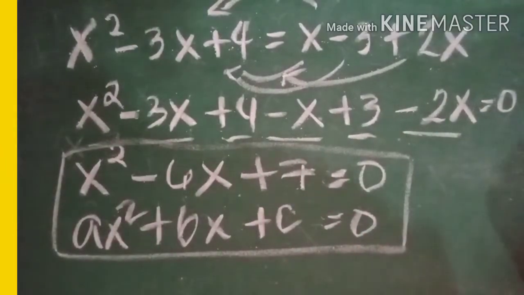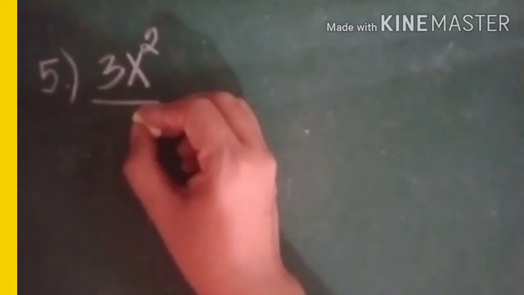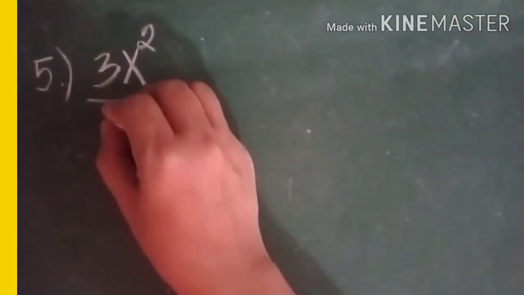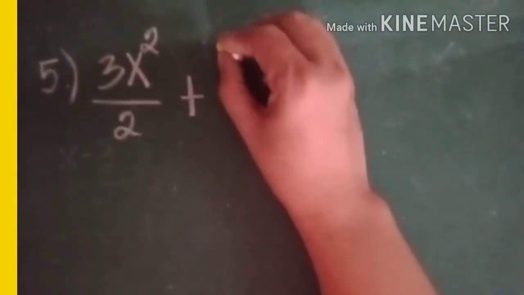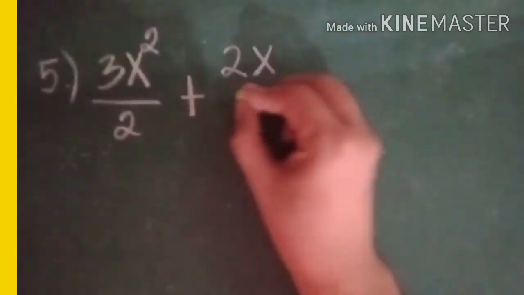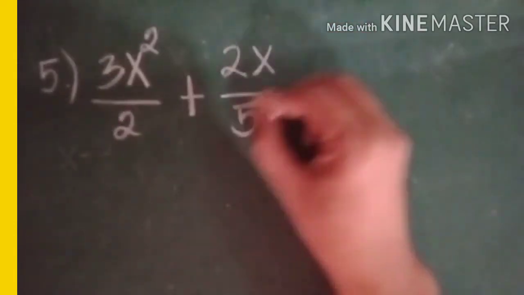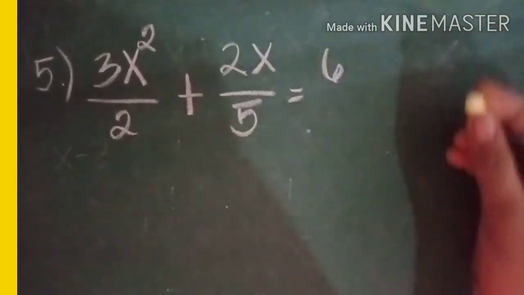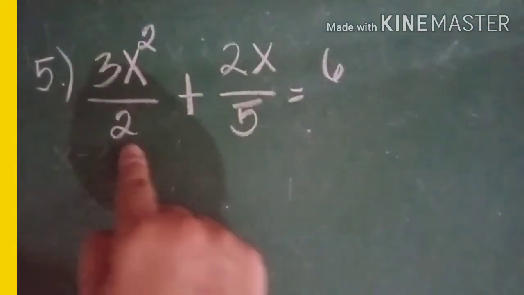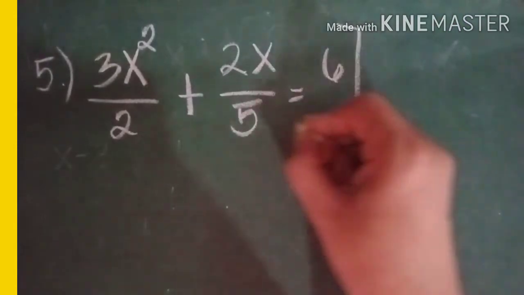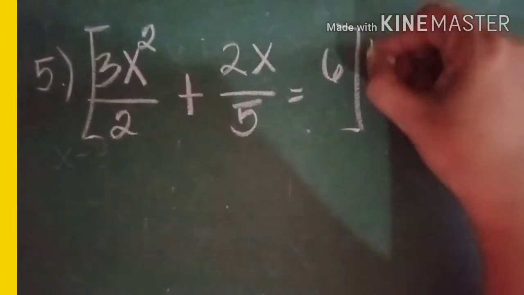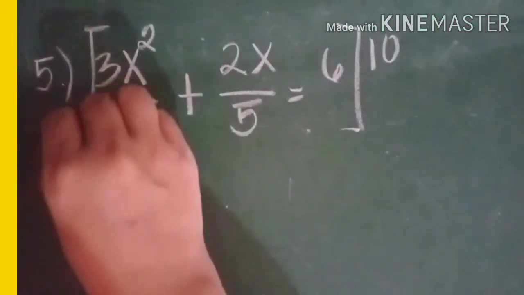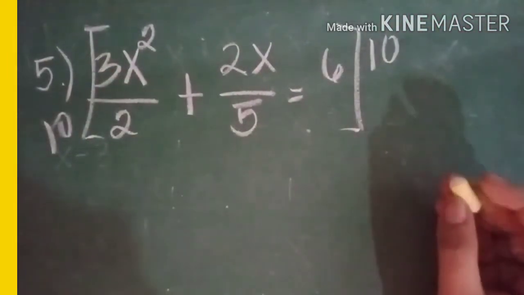Okay, so next, we have another example, number 5. Okay, 3x squared over 2 plus 2x over 5 equals 6. Okay, so kukunin muna natin yung LCM which is 2 and 5. The LCM, the least common multiple of 2 and 5 is 10. So, yun yung i-multiply natin both sides of the equation.